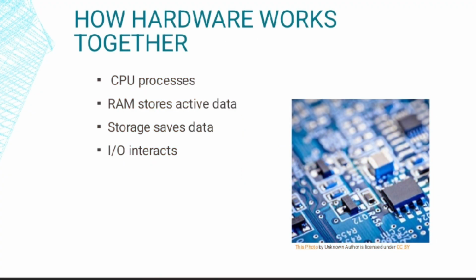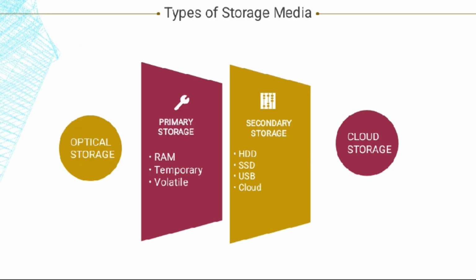Slide 10. How hardware components work together. All hardware components work together as a system. Input devices provide data to the computer. The CPU processes the data using instructions stored in memory. RAM temporarily stores active data, while storage devices save data permanently. Output devices display the result to the user. Let's move on to slide 11.